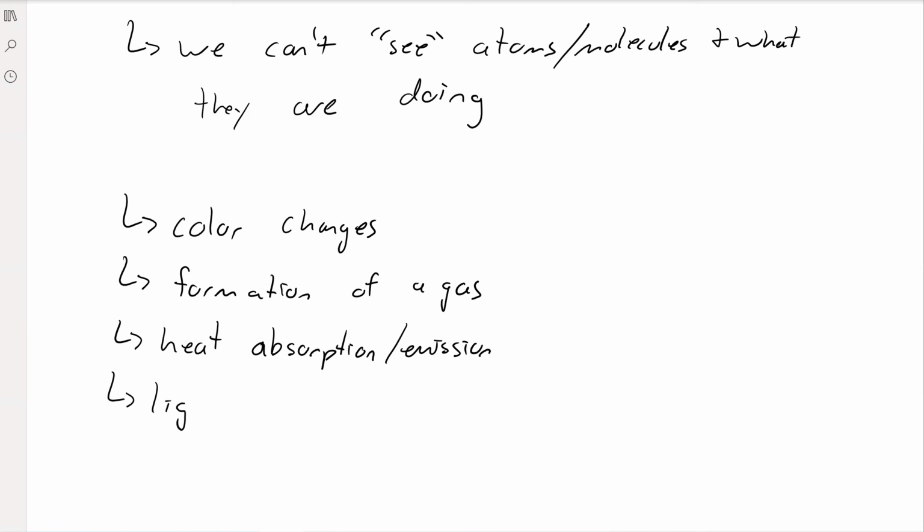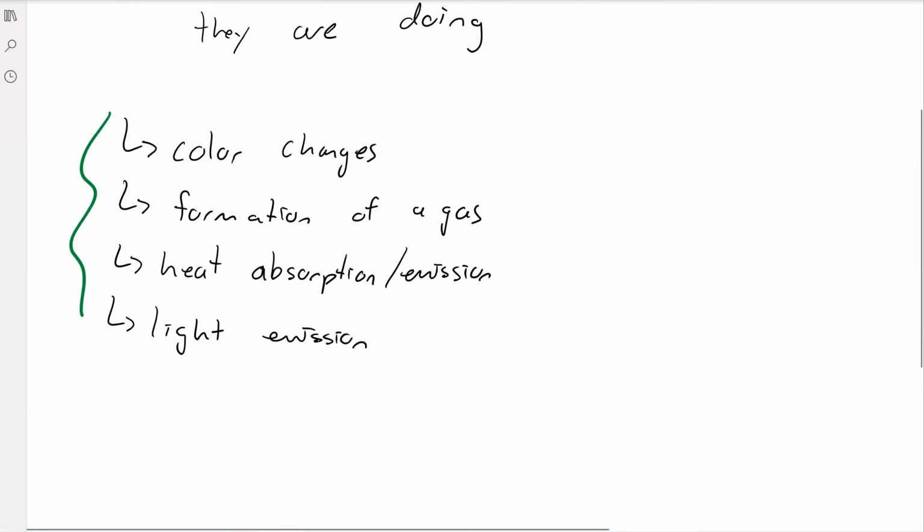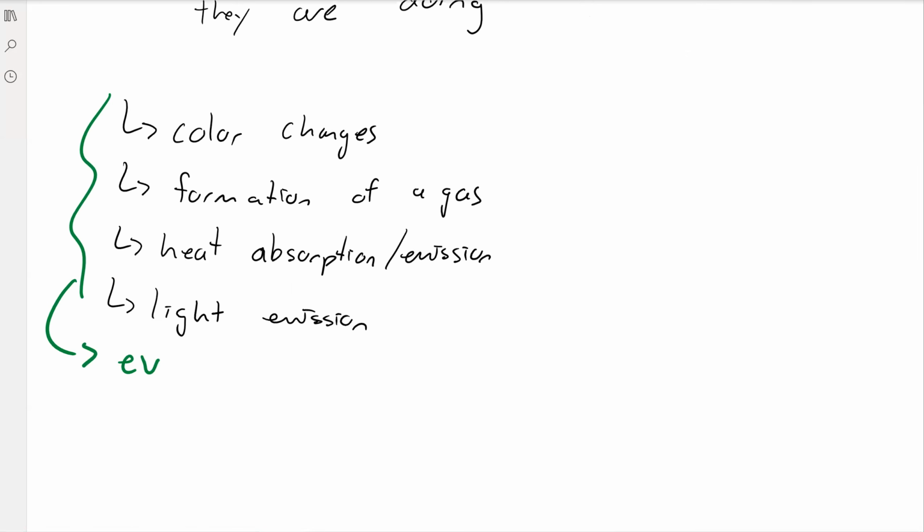And then light emission. Sometimes chemical reactions will emit light. That's another piece of evidence for a chemical reaction. But again, all of this is just evidence. It's not guaranteed. Right, and you could see any of these things and it could still not be a chemical reaction. You need to have some kind of background information or you need to study the system in greater depth.